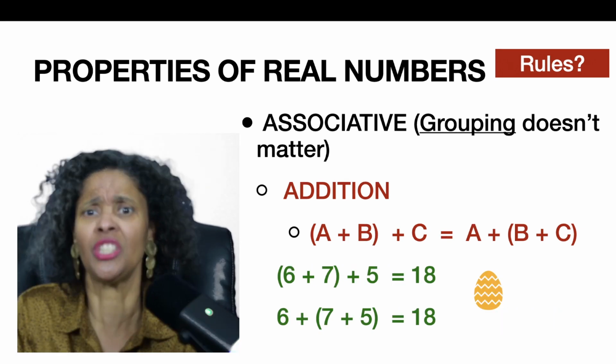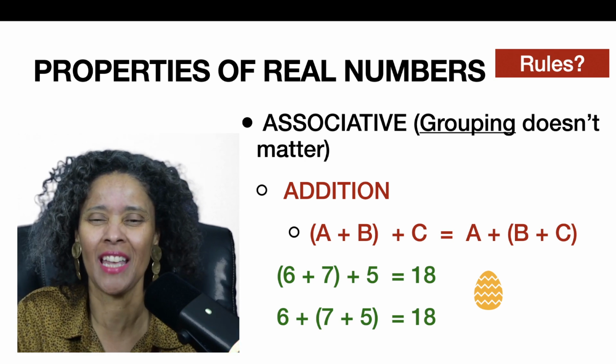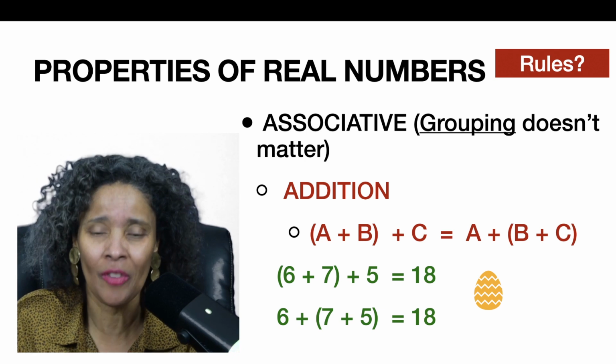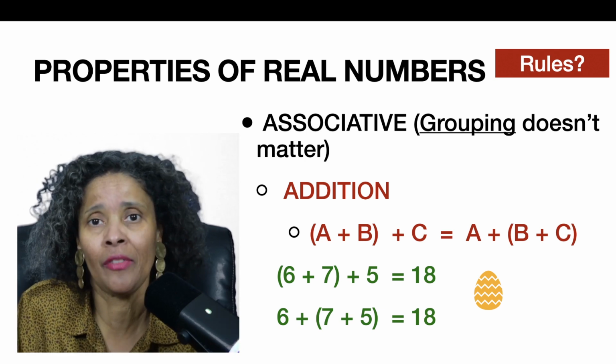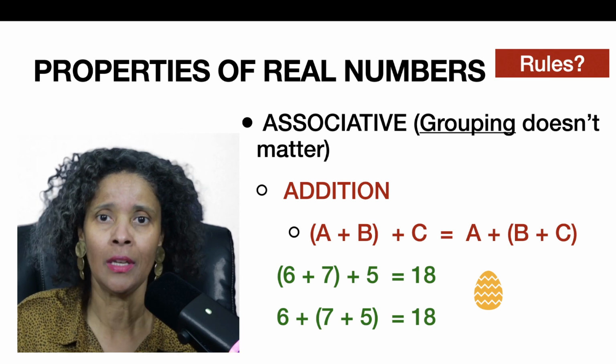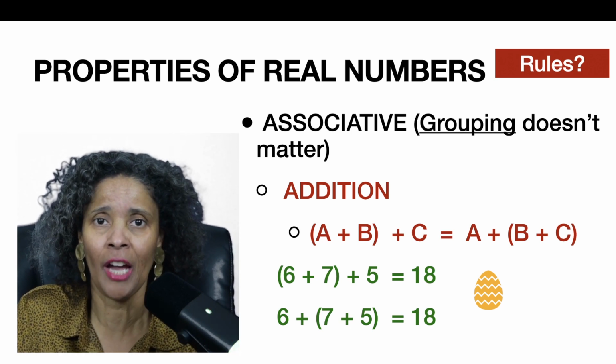So let's say it's addition, right? And imagine that little thing there is an egg. That's an Easter egg. So let's imagine that's an egg right there. So we have addition, right? So if I have 6 plus 7, it's going to give me 13. And then I add 5, I'm going to have 18. So let's say I group these eggs differently. These are all groups of eggs, right? Let's say I have 7 eggs plus 5 eggs and I group them together.